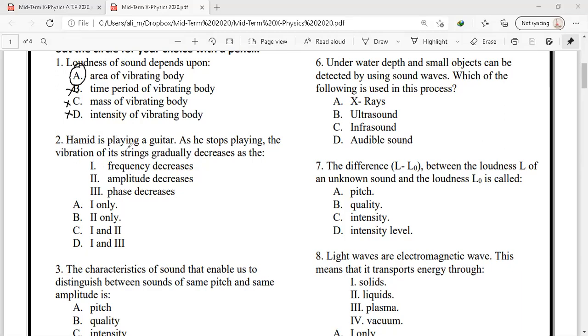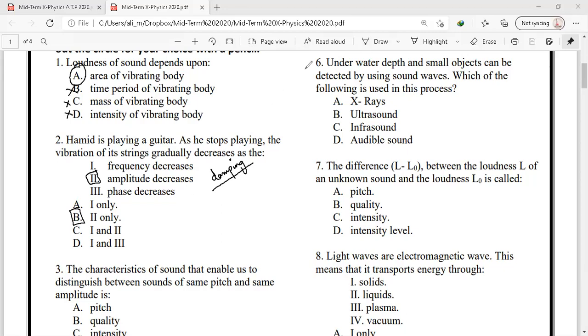Question number 2 we have is: Hamid is playing a guitar, and as he stops playing, the vibration of its string gradually decreases. So this process is known as damping, or we know that in damping the amplitude of the vibration decreases as the time passes. So we have this option, that is the correct answer, and option B will be the right answer for this question number 2.